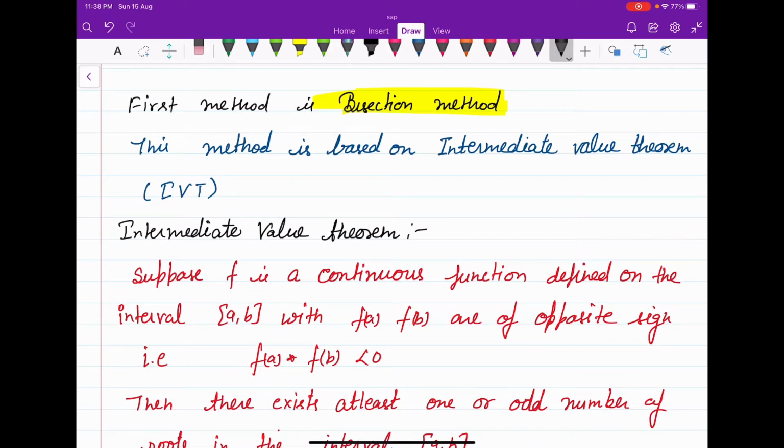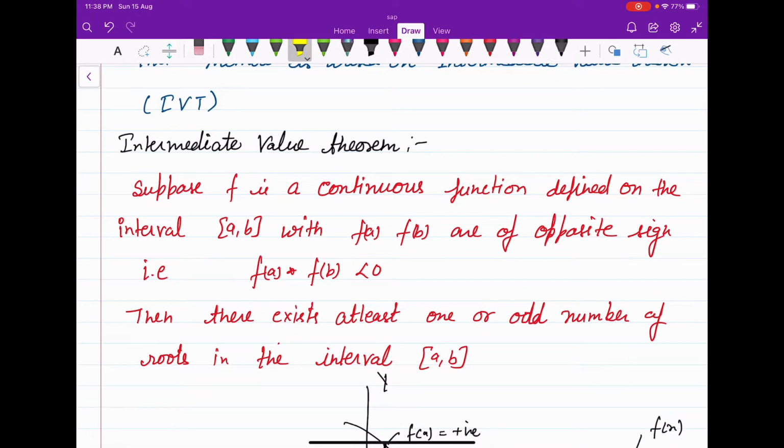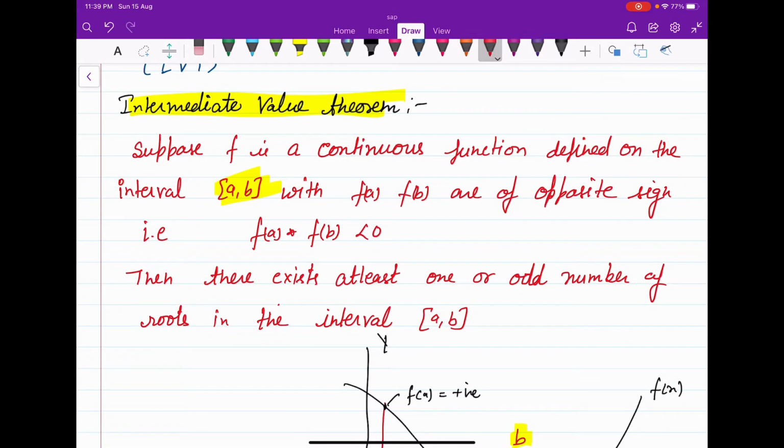The intermediate value theorem is stated as: if f is a continuous function defined on the interval [a, b] with f(a) and f(b) of opposite sign, then there exists at least one or an odd number of roots in the interval [a, b]. Meaning, if f is a continuous function defined inside the interval [a, b] with f(a), f(b) of opposite sign, that means if f(a) is positive, f(b) is negative, then the product of f(a) and f(b) is less than 0. Then there exists at least one or an odd number of roots inside the interval [a, b].